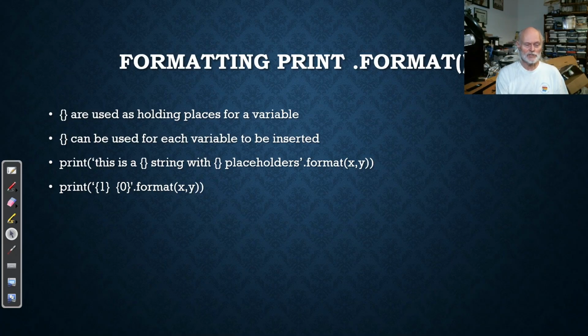Well, the X is in position 0, the Y is in position 1, and so if I did 1 and 0, it would change the order. Most of the time, if you're using the .format, you insert your variables in the order you want them printed. If I wanted to print X more than one time, that's where I would use the numbers for placeholders.